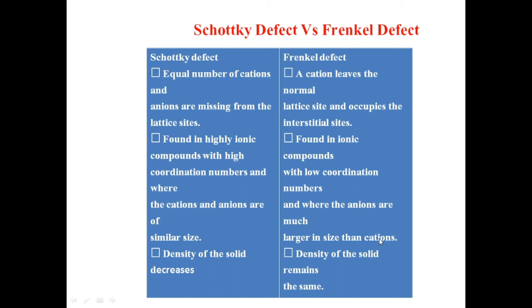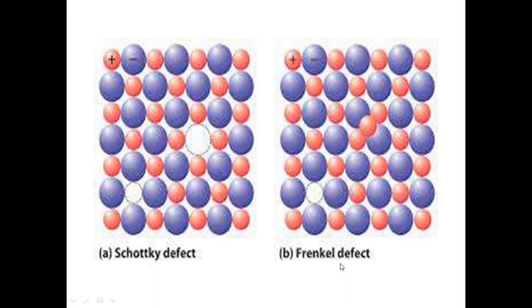In Schottky defect, the density of the solid decreases. In Frenkel defect, the density of the solid remains the same. In Schottky defects, vacancies are created, and in Frenkel defects, cations leave for the interstitial site.